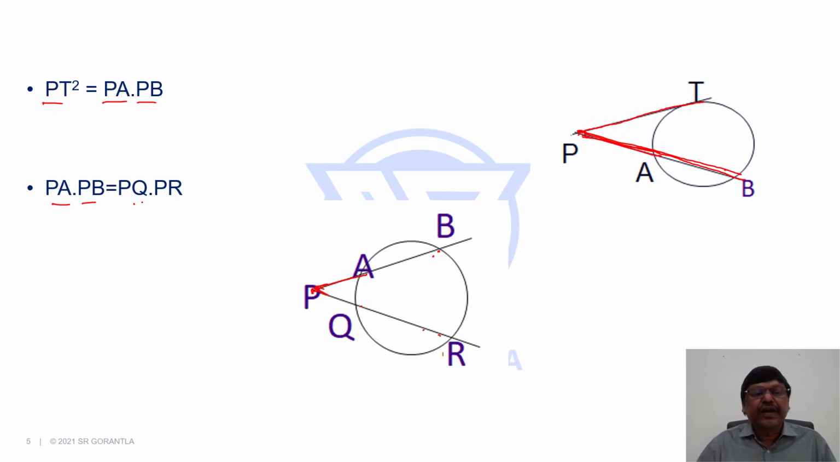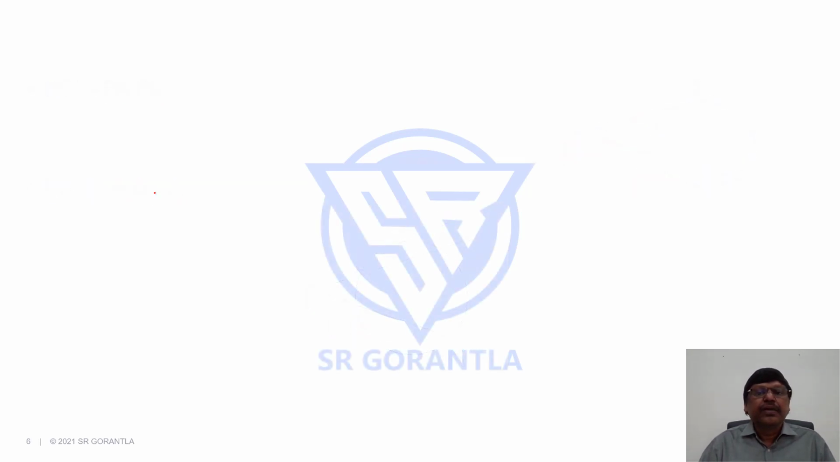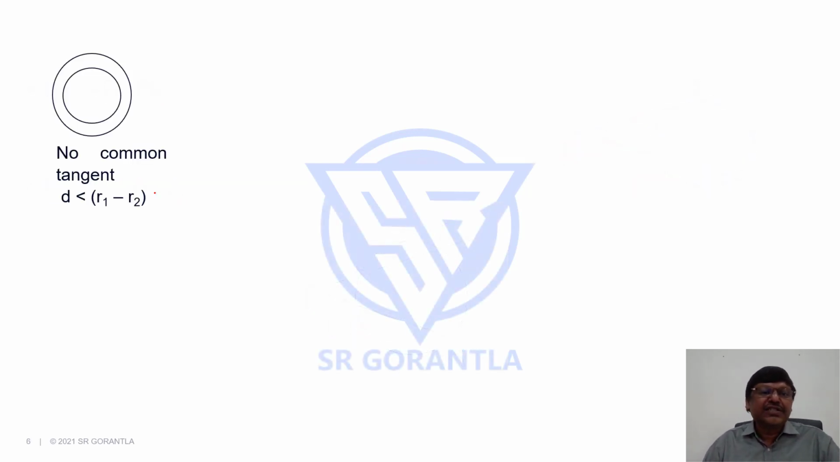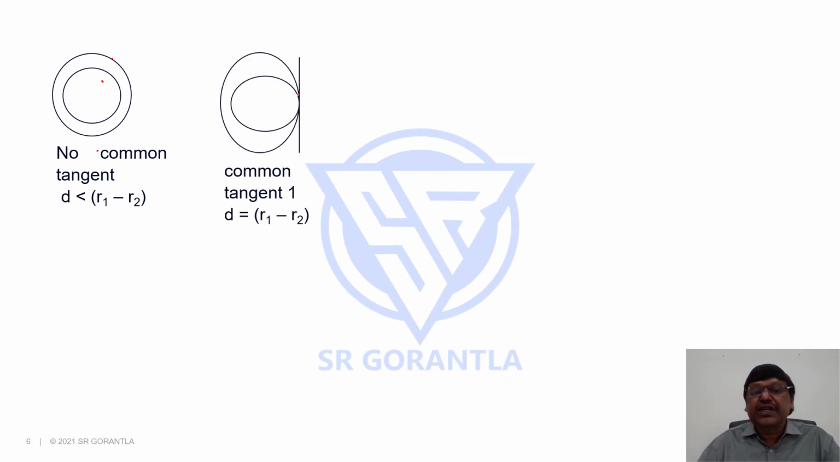Next, let's talk about common tangents. If one circle is inscribed in the other circle, there is no common tangent here. But if the two circles are touching each other internally at one point, from that point of contact we can draw a line which will be a common tangent for both the circles. We'll come back to this part a little later.